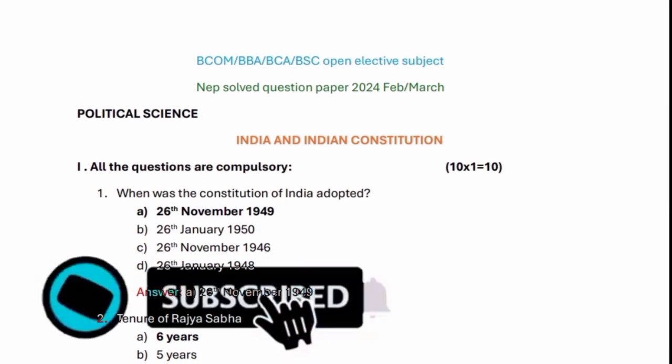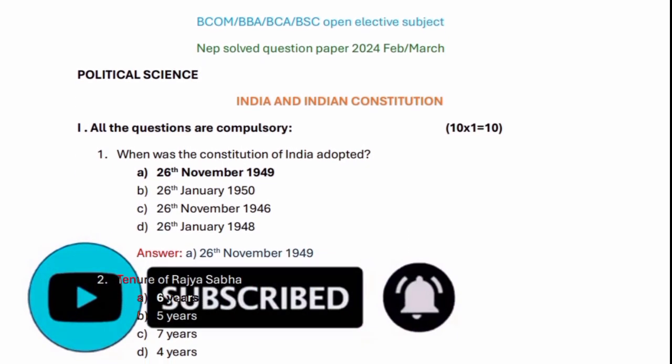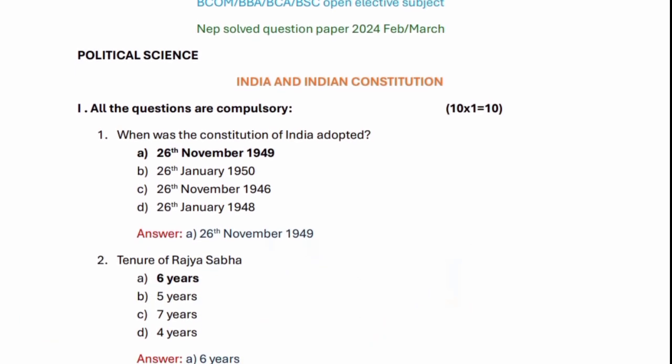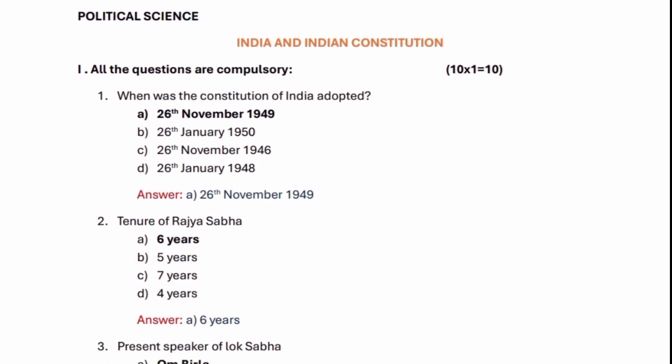BCom, BBA, BCA, BSc Open Elective Subject. We've solved question paper 2024 February, March. Political Science. India and Indian Constitution. I. All the questions are compulsory. 10x1 equals 10. 1. When was the Constitution of India adopted?